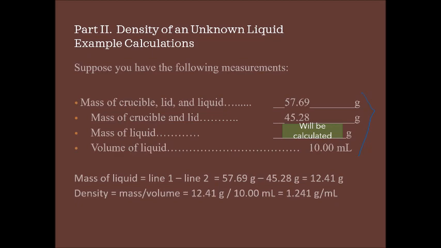To get the mass of the liquid, you're going to subtract line 2 from line 1. So 57.69 minus 45.28 gives me the mass of liquid at 12.41 grams. When we look at the density, remember density is equal to mass divided by volume. We have our mass here. We know the volume of liquid because we used a 10.00 milliliter volumetric pipette. So we know that our density is 1.241 grams per milliliter.